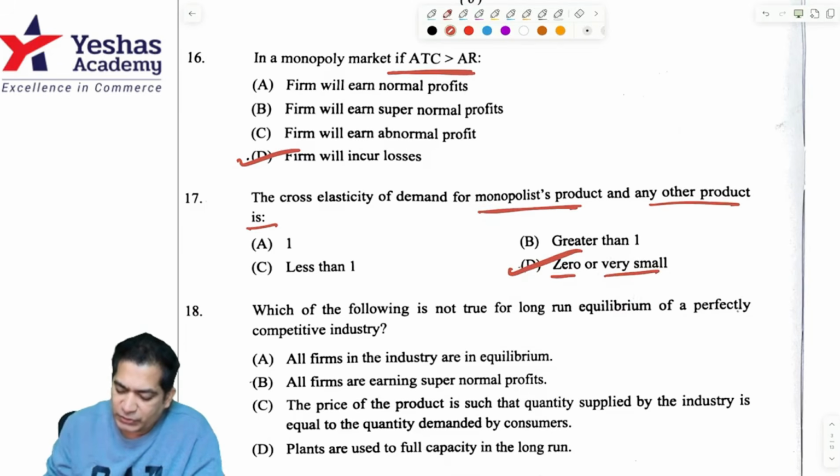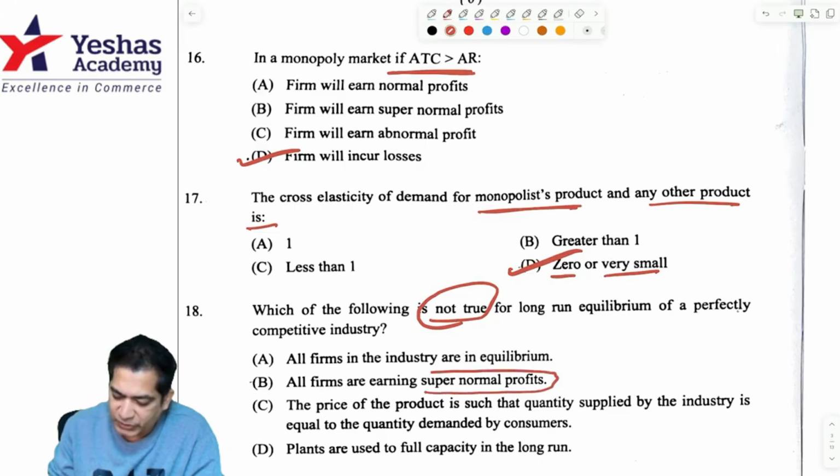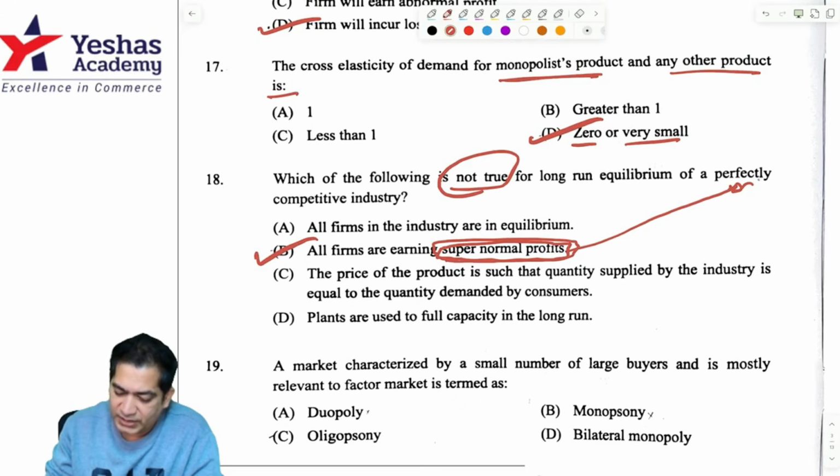Which of the following is not true for long run equilibrium of a perfectly competitive market? Not true, they've asked. Be careful. On the negative side, a lot of questions are asked; this warning I had given you in the classroom as well. All firms in industry are in equilibrium. All firms are earning supernormal profit. Is it possible for any firm to earn supernormal profit in a perfectly competitive market? The answer is no. So B is the answer.